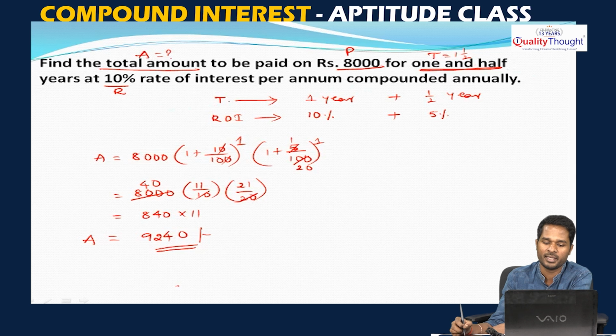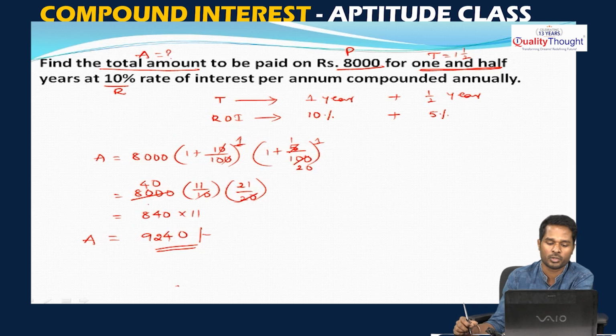So, time period T: we have one complete year and one half year. For the one complete year the rate of interest is 10%, and for the half year the rate of interest is 5%. So it is 8,000, which is the P value, into 1 plus the rate of interest for the first year, 10 by 100, whole power 1, because we have only one complete year, into 1 plus 5 by 100 whole power 1, because we have only one half year. Simplify it, you will get 840 into 11, which is 9,240.